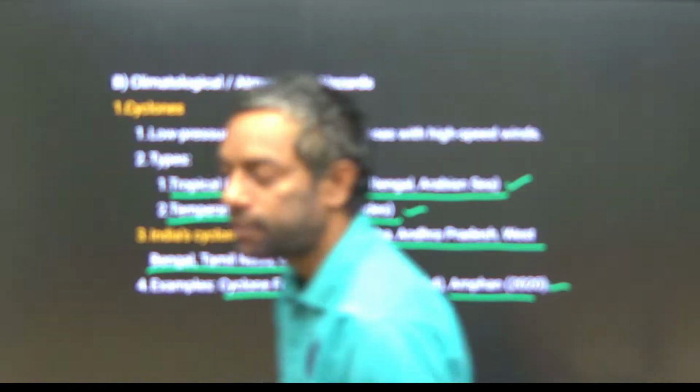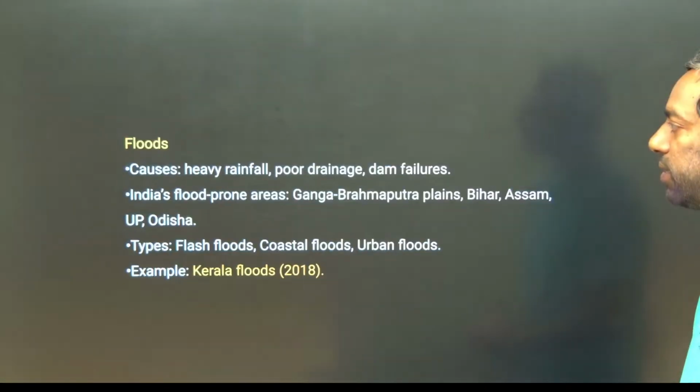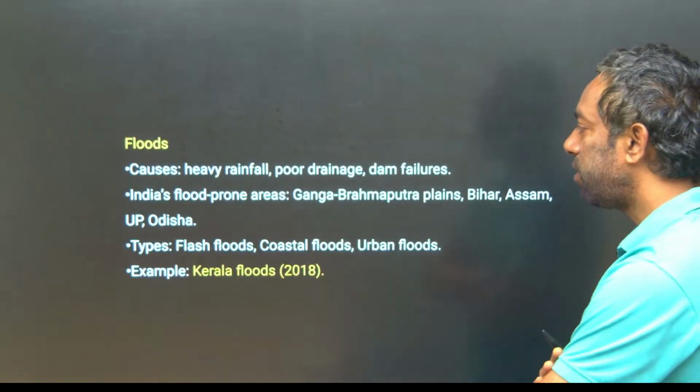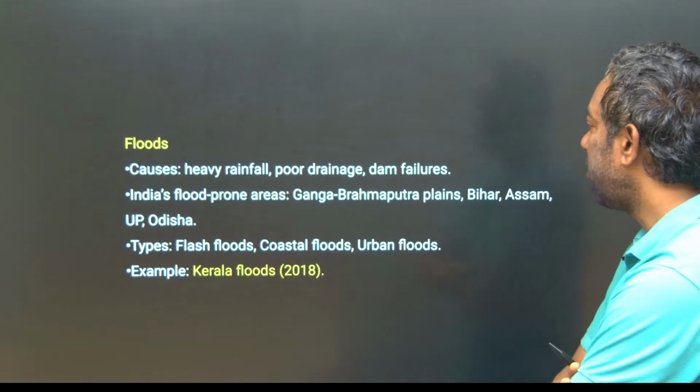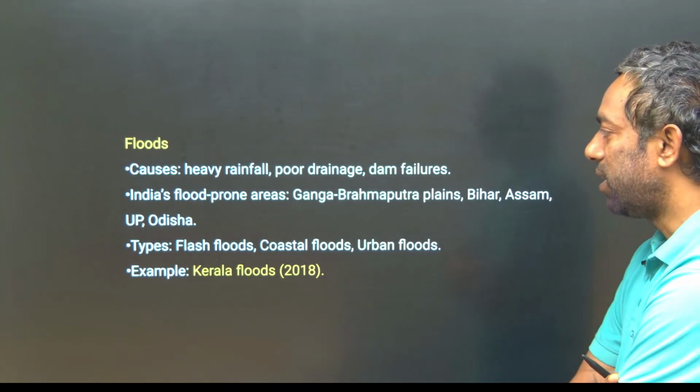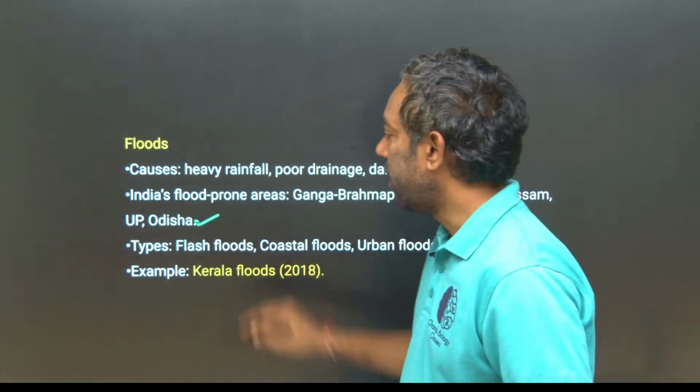And if we come to floods, the reasons are heavy rainfall, poor drainage and dam failures. India's flood prone areas: Ganga, Brahmaputra plains and Bihar, Assam, UP, Odisha. These are the flooding areas.